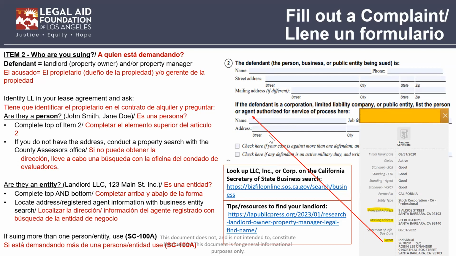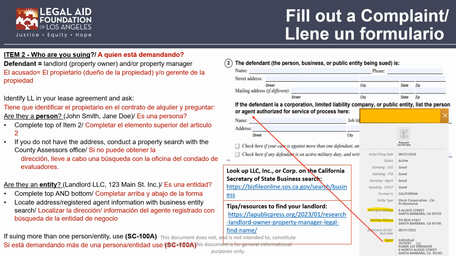Every business in the state of California has to register an authorized agent with the California Secretary of State, and that information is available publicly online through the Secretary of State Business Entity search. And so the link to that is here on the slide as well. You can type in the name of the business entity into the search, and once you locate the right name and profile for the entity, you'll be able to see all of the information you need, including the street address and the agent authorized for service of process. So this is a screen grab here of what this looks like when you grab it from the Secretary of State website.